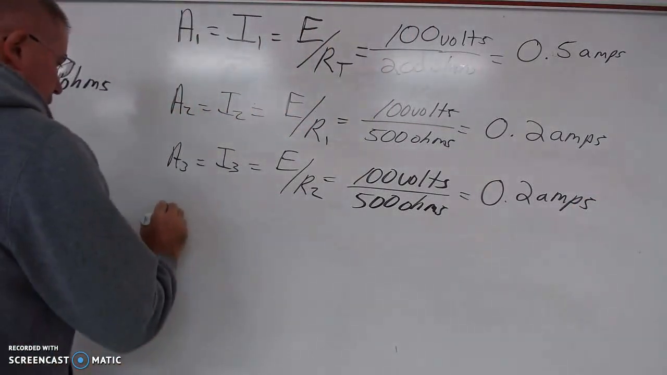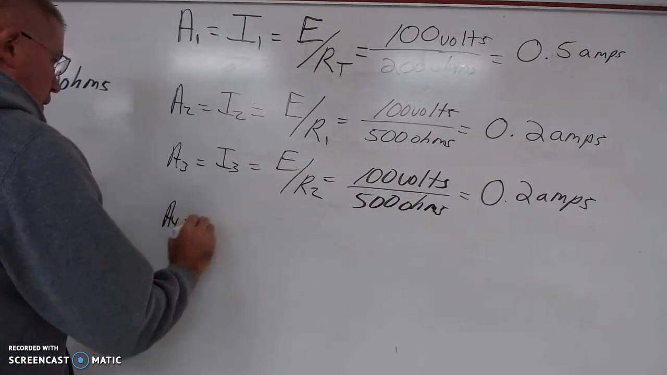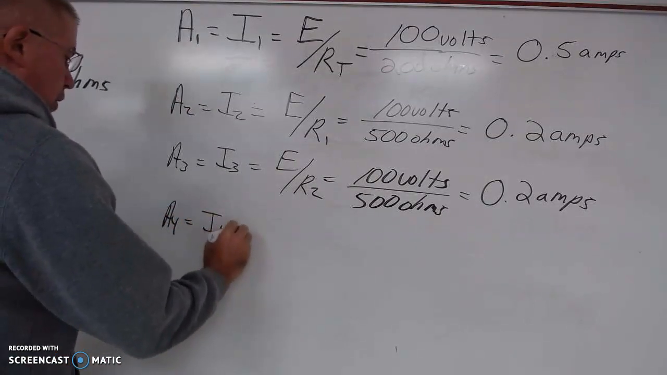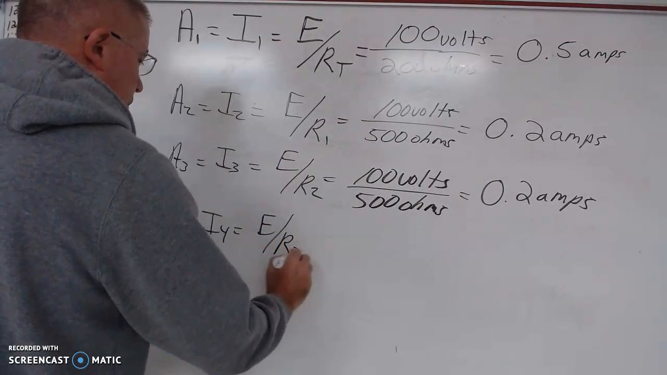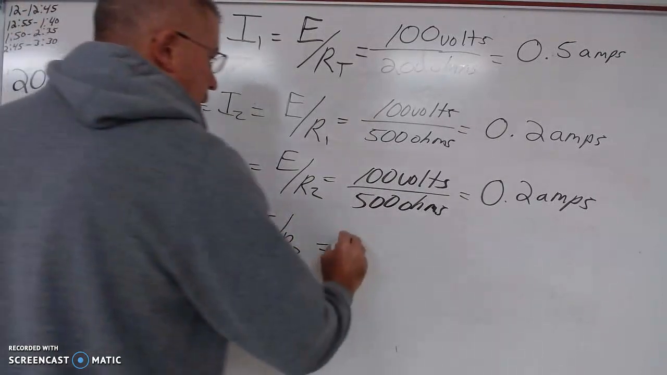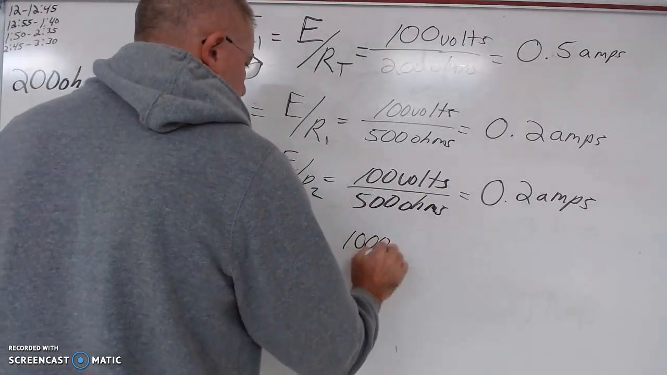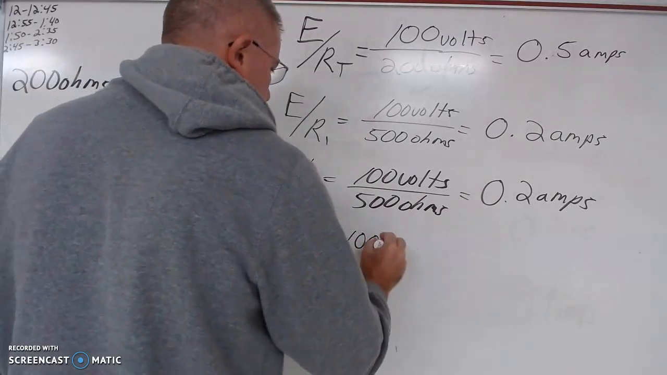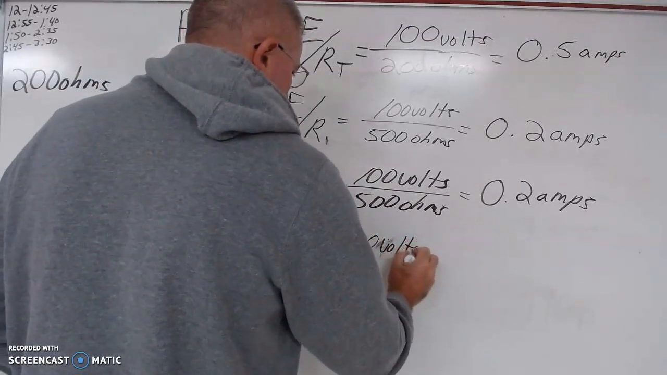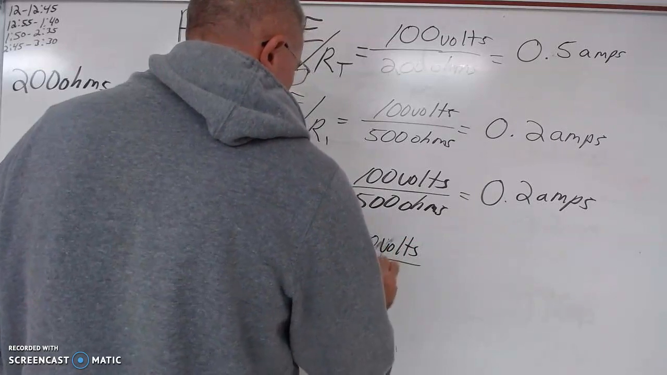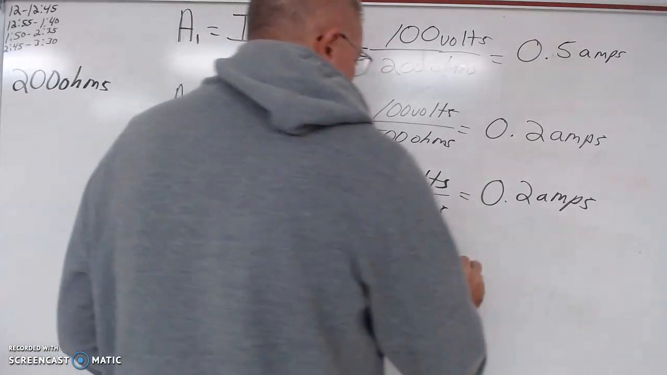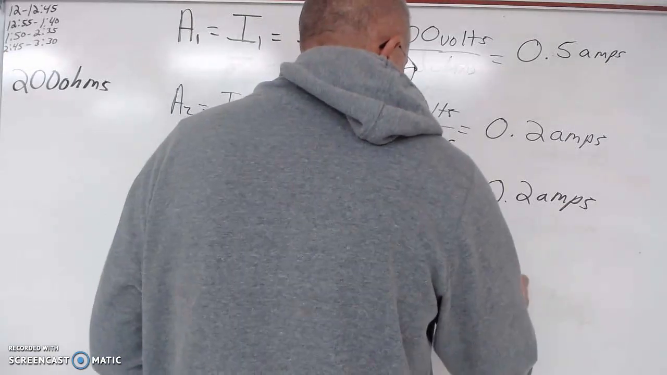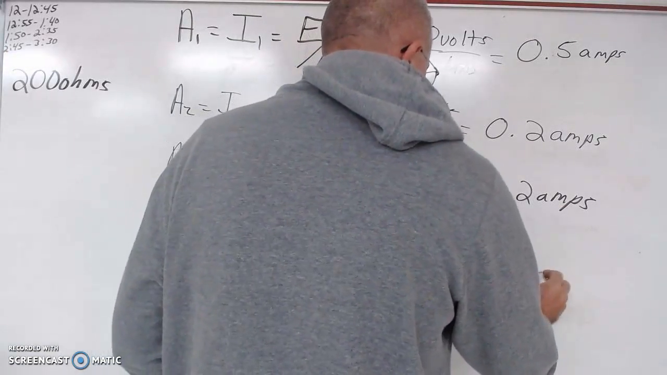And now if I look at A4, which we're going to call I4, I'm going to take E divided by R3. I'm going to take 100 volts divided by 1,000 ohms, which would equal 0.1 amps.